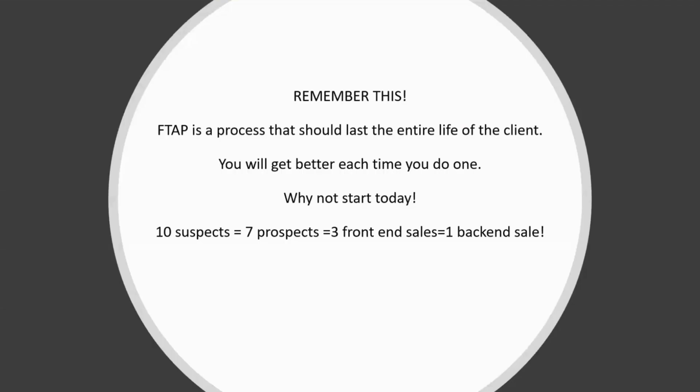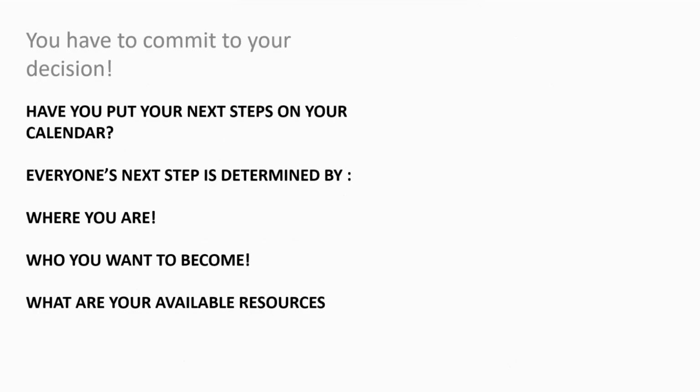So remember this: family tree asset positioning is a process that should last the entire life of the client. You'll get better each time you do one. Just why not start today? Find your 10 suspects, turn them into 7 prospects, have 3 front end sales and 1 back end sale, and you're making $250,000 a year. And we've already talked about your commitment and starting where you are.